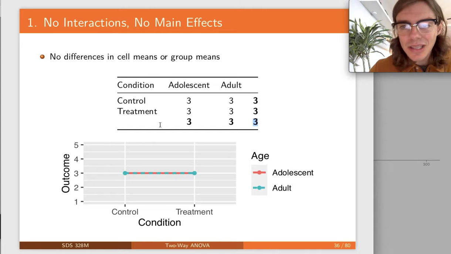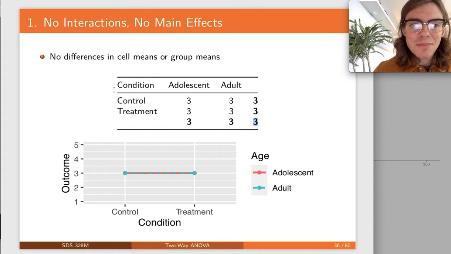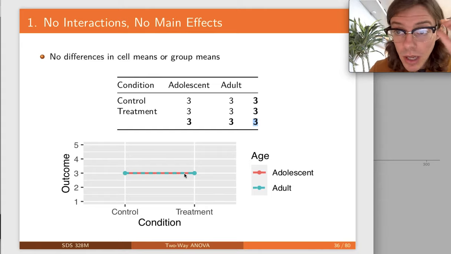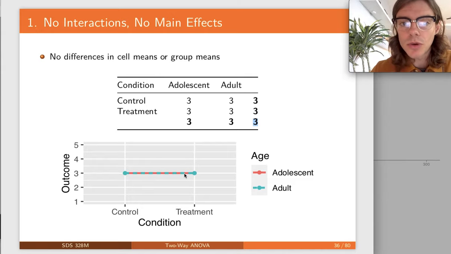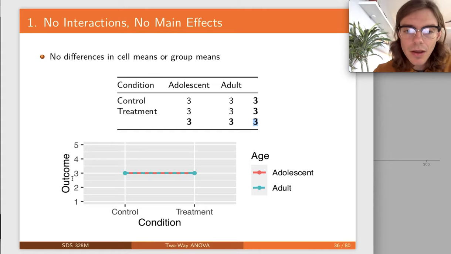This is what it would look like if you didn't have any interaction or main effects, right? And if you were to make a plot of this, it's going to be just like the plot we saw before. We're just plotting the cell means. So here, treatment and control. Age is indicated by the color. So red is adolescent, blue is adult, and then the condition, treatment and control, is on the x-axis. The outcome is on the y-axis, right?